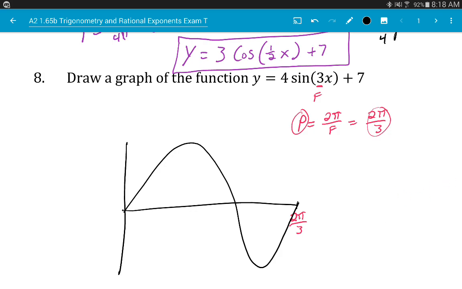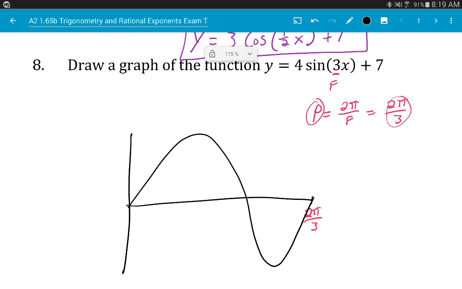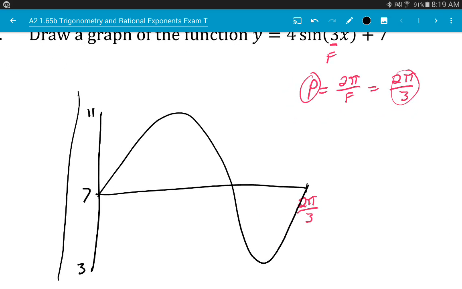I'd rather do this. All right, now 7 is the midline. 4 is the amplitude, so it's plus 4, minus 4. This is 11, and this is 3. And this is a perfectly 100% graph.